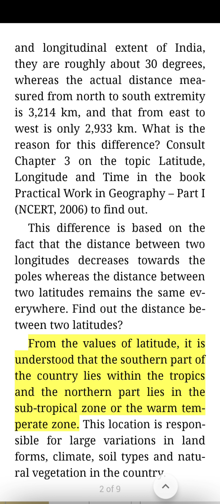From the values of latitude, it is understood that the southern part of the country lies within the tropics and the northern part lies in the subtropical zone or the warm temperate zone. This location is responsible for large variations in landforms, climate, soil types and natural vegetation in the country.